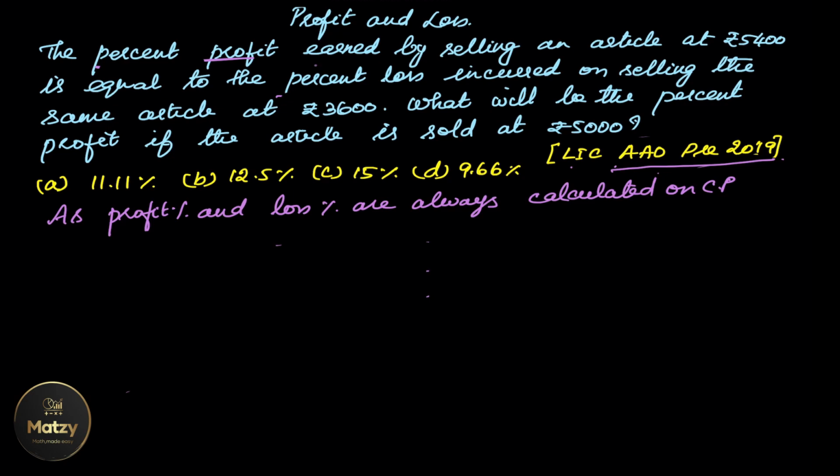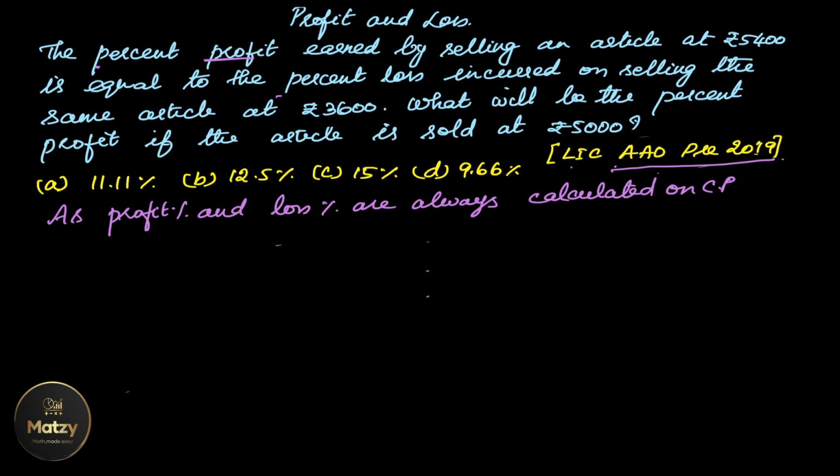The percent profit earned by selling an article at rupees 5,400 is equal to the percent loss incurred on selling the same article at rupees 3,600. What would be the percent profit if the article is sold for rupees 5,000? That is the question. In this problem, cost price is not given. We have to find out the cost price.